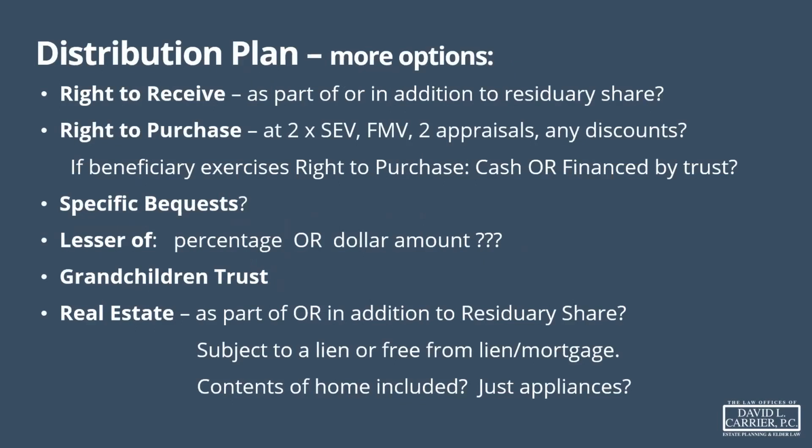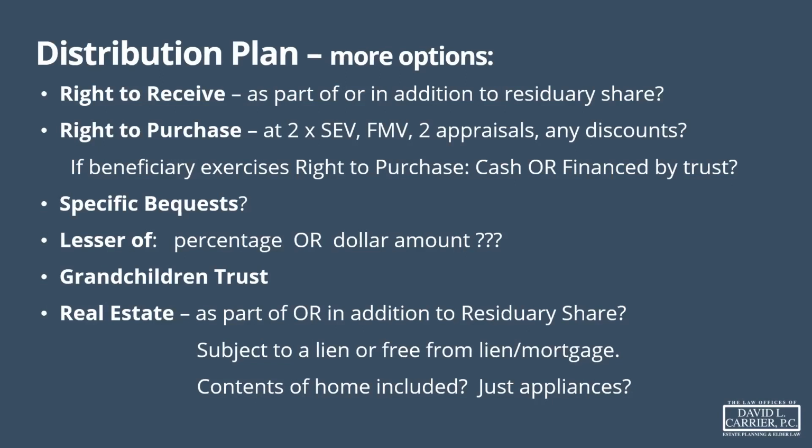Other things to think about when you set up a distribution plan is a right to receive. You may want to give someone the right to receive, for example, $50,000. And is that in addition to or part of their residuary share? The residuary share is what's left over after you pay any expenses, after you give any specific bequests out. Then you've got a residuary share. It gets divided among those people who are named in the residuary, and you may give someone else the right to receive a certain sum of money.